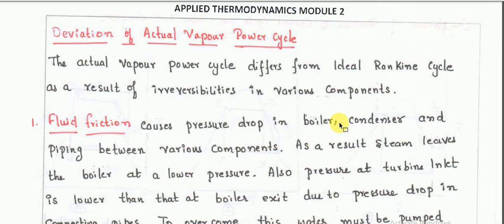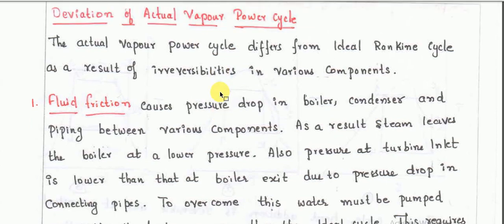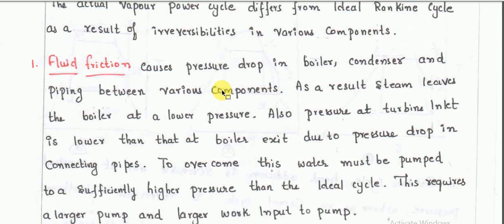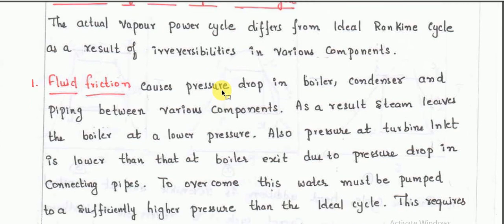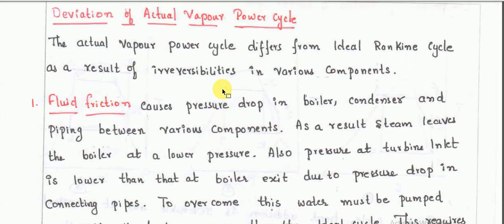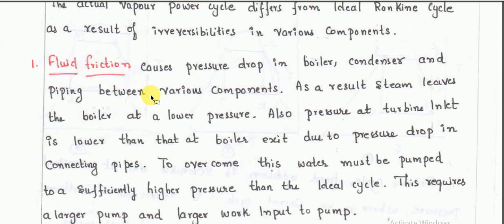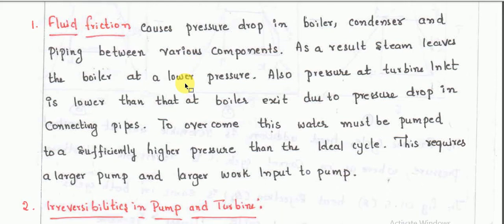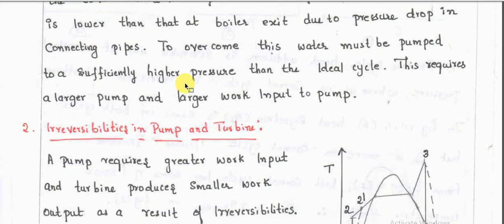Good morning everyone. Today we are going to study the deviation of the actual vapor cycle from that of the ideal one. Till now we have studied the ideal vapor power cycle. So what does an ideal vapor power cycle look like and how does it deviate from an ideal Rankine cycle? The main reasons for deviation of an actual vapor power cycle are, first, fluid friction, because of frictional losses there is a deviation, and then irreversibilities in the pump and the turbine.